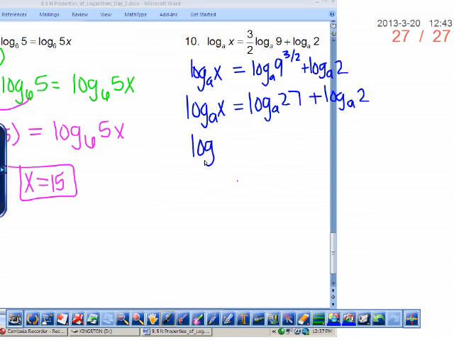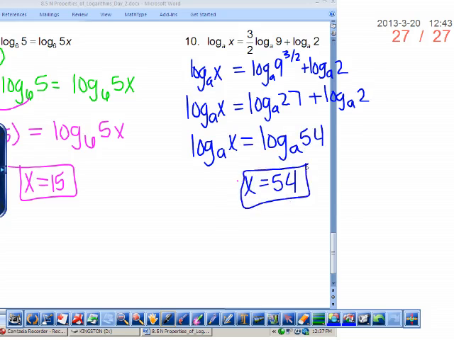So what am I going to do with my 27 and my 2? Multiply. So this is log base A of 54. So x is 54. Questions on that one?